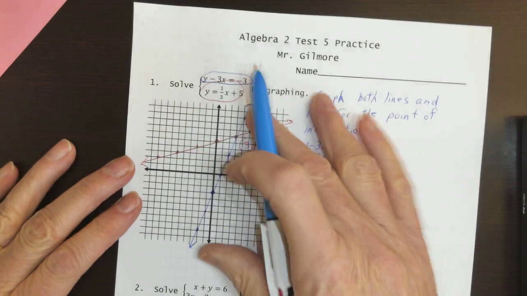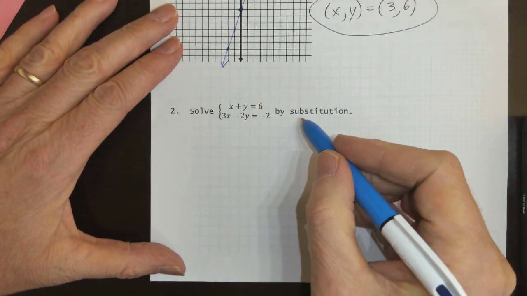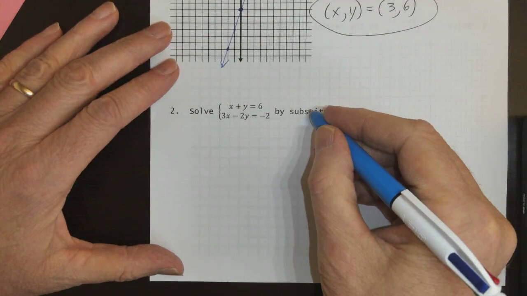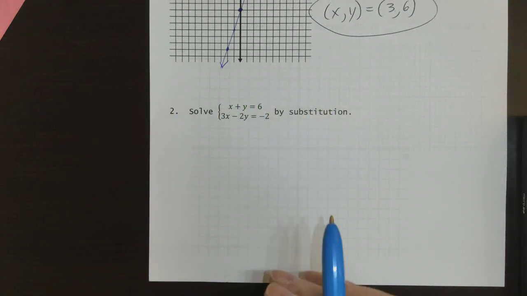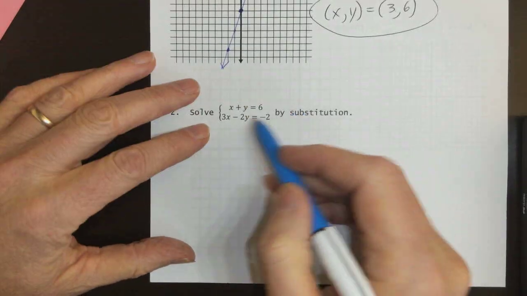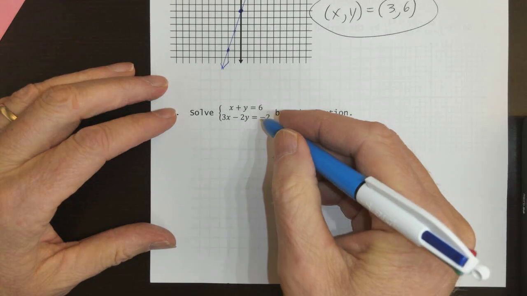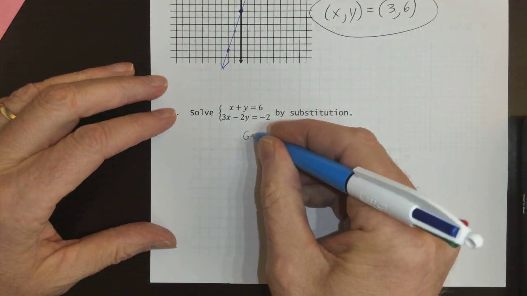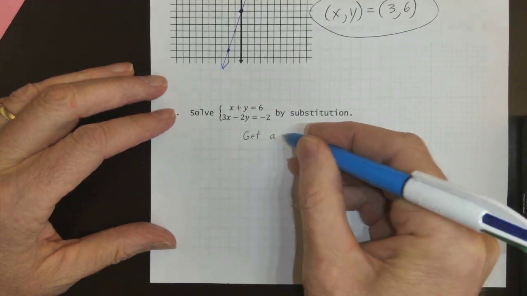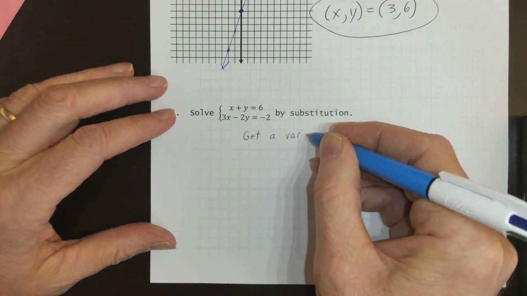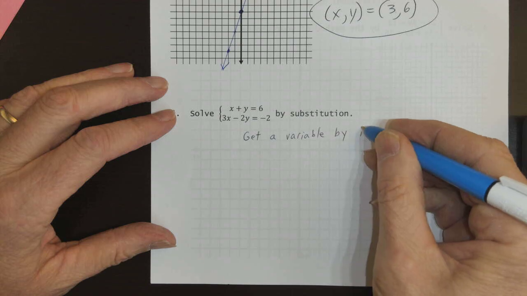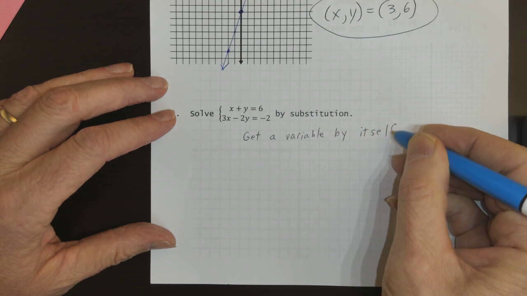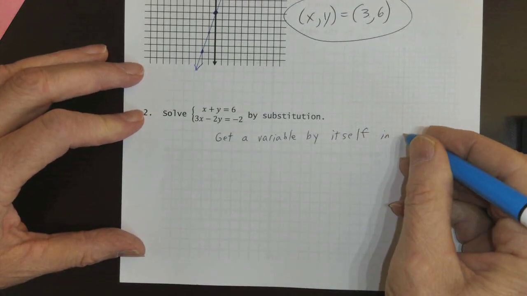That graphing is one method for solving systems. Another is substitution. Okay, and you have different ways. If you've done this before the video, you might choose a different way. But get a variable by itself in one of the equations.